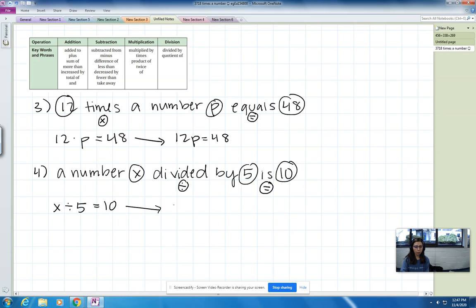And we could also write this like a fraction. X over 5 equals 10. Remember, fraction bars are representing division. So it's actually pretty common for us to see something like this where we use a fraction bar as division in our equation. This still means x divided by 5 equals 10.